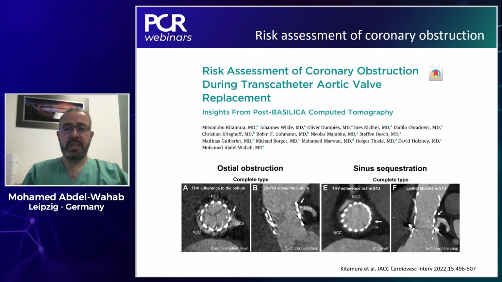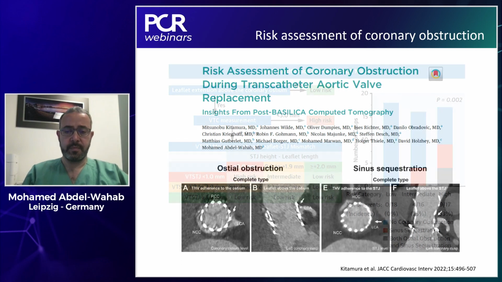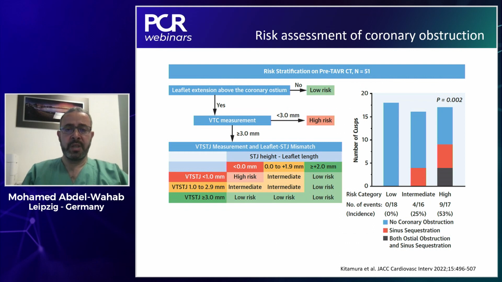We have also recently published what we think is a very useful algorithm, how to assess the risk of ostial obstruction or sinus sequestration, so the risk of these two mechanisms, based on pre-procedural CT measures, in order to stratify your patient into a patient that is at high risk, at low risk, or maybe at intermediate risk. And if you look here at what we suggest in this publication, the first thing we do, as Didier has shown for the bicuspid, we do this for all types of valves, and we definitely do this for assessing the risk of coronary obstruction as well.